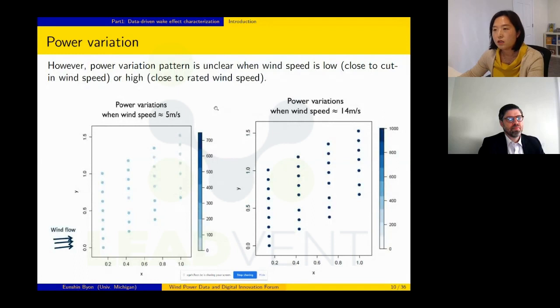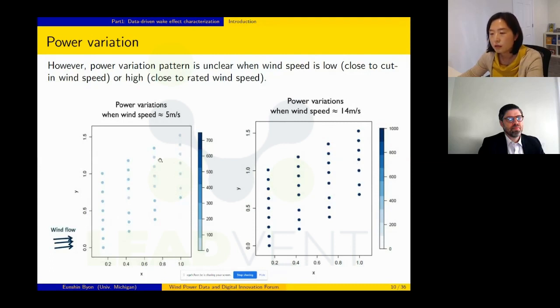However, the power variation pattern is not clear when wind speed is low, let's say 3 to 6 meters per second, or when wind speed is high, around or above rated wind speed. You can see that when wind speed is around 5 meters per second, most turbines generate a very similar level of power. Similarly, when wind speed is 14 meters per second, most turbines generate a similar level of power, which is the rated power.